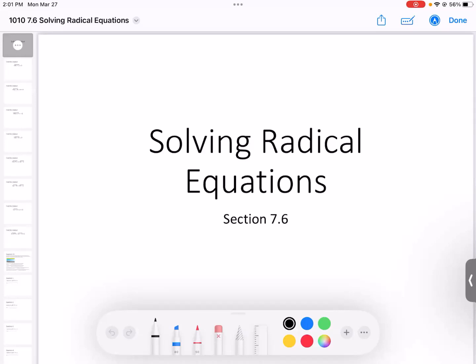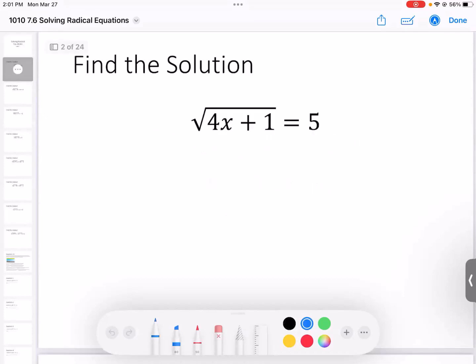Okay, so solving equations, we're looking for something that makes the equation true. And radical equations are ones that have square roots or cube roots or things like that in them. So let's start off with a really easy example.